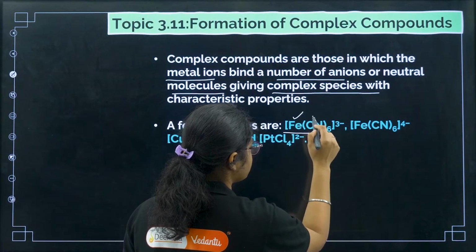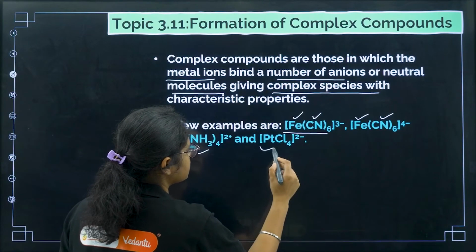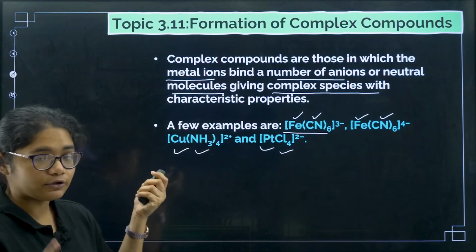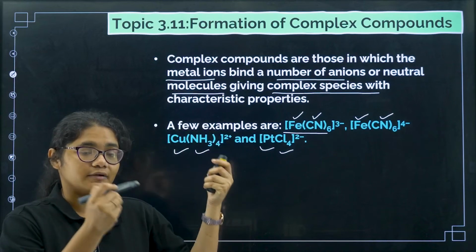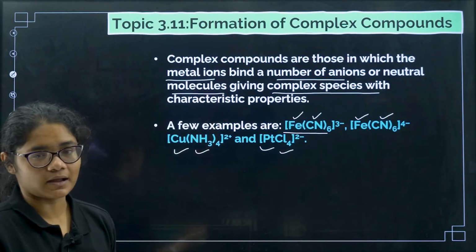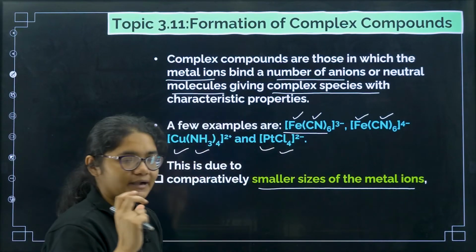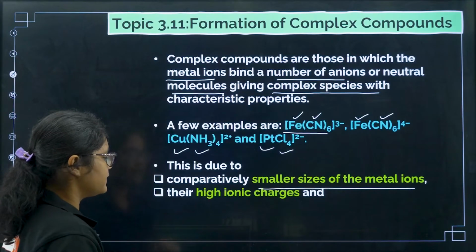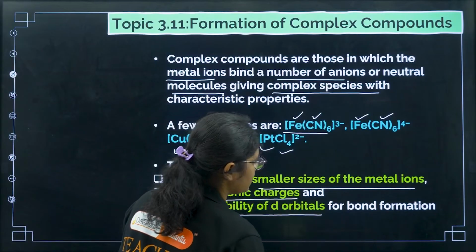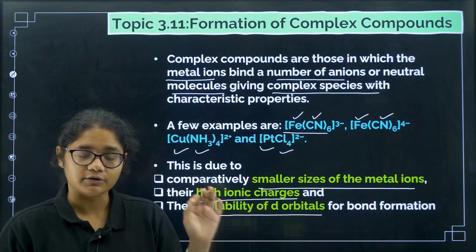This is the transition metal, this is the ligand. We'll study this in detail, so need not worry. Now the thing you have to remember is why the transition elements can form these complex compounds. This is due to the smaller size of the metal ions. Next, they have high ionic charges, and next, they have the availability of d orbitals for bond formation. Three factors you have to remember. Be very particular about this.